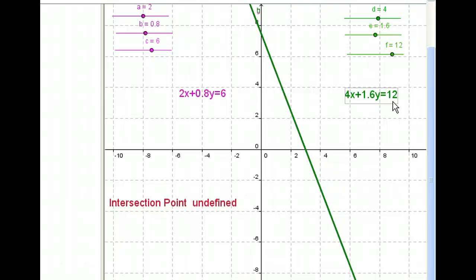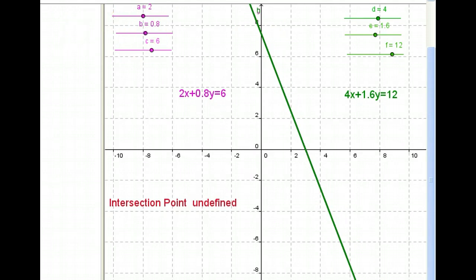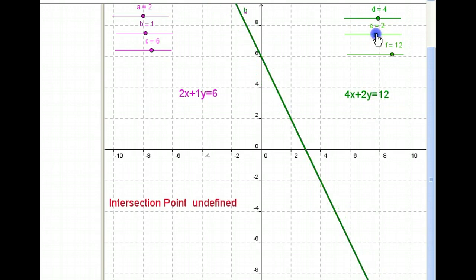The other case that we have been considering is that if two linear equations have the same slope, then they are parallel. So let us try and make a system of equations which are parallel. Let me take this to a value of 1. Actually I can change the value here, make it 1. So 2x plus 1y is equal to 6, and let me make that one also 2. I did it deliberately again. Make it 2y.